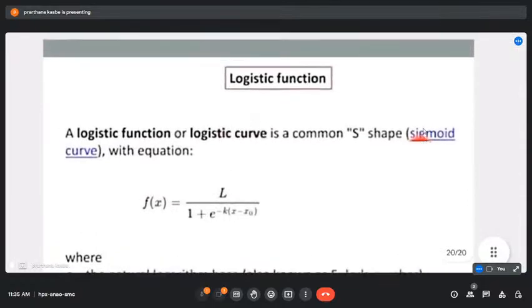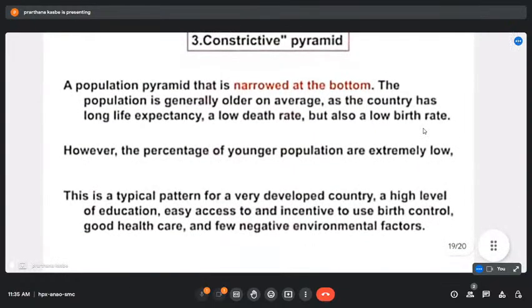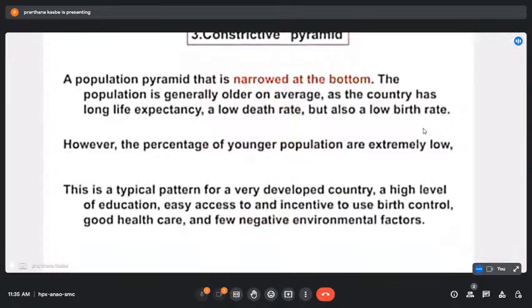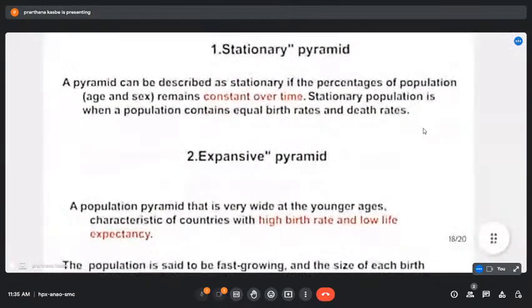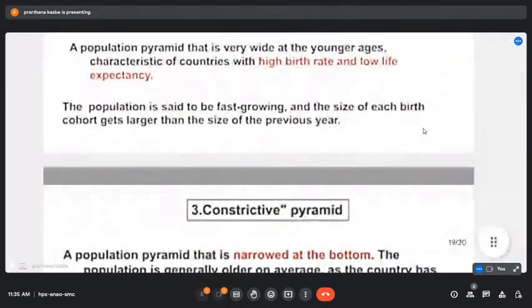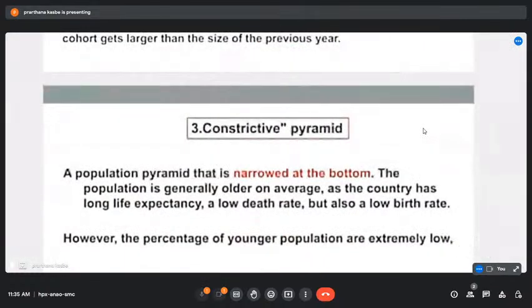So we can say that these three are the types of pyramids. Which are they? Stationary, expansive, and constructive.